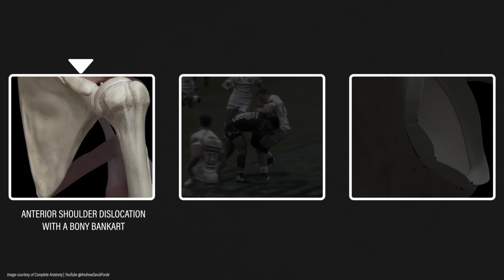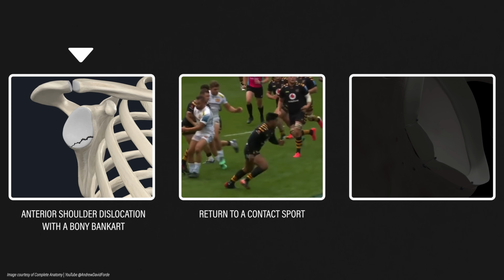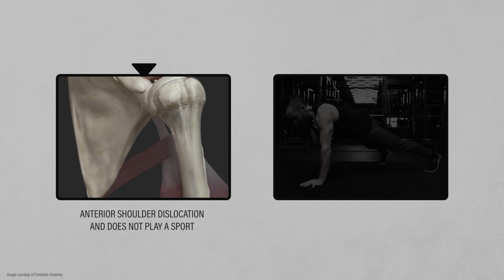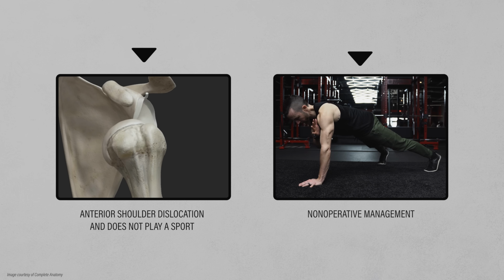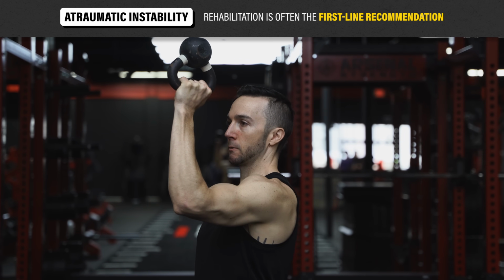These studies provide some insight, but the decision to undergo surgery or not is nuanced, as it depends on factors such as age, sport, type of instability, degree of tissue damage, etc. As an example, for a young athlete who had an anterior shoulder dislocation with a bony Bankart and wants to return to a contact sport like rugby, surgery would be recommended. Conversely, for an older person who had an anterior shoulder dislocation without additional structural damage and does not play a sport, non-operative management may be the preferred choice, at least initially. In the cases of atraumatic instability, rehabilitation is often the first-line recommendation.